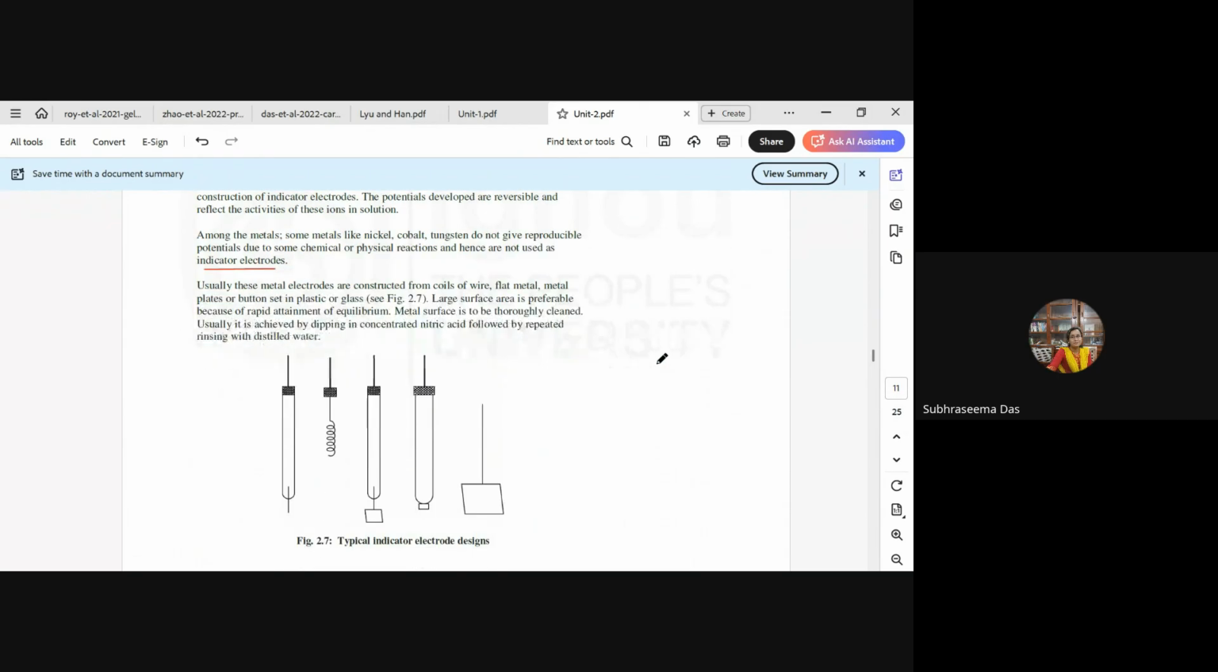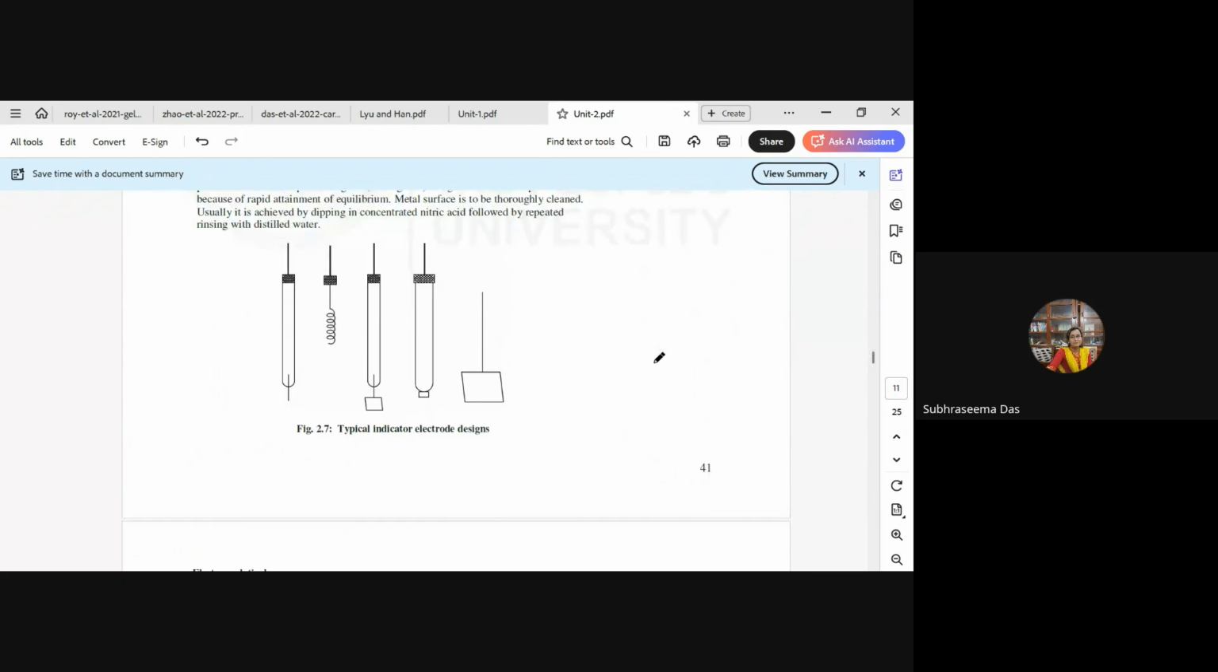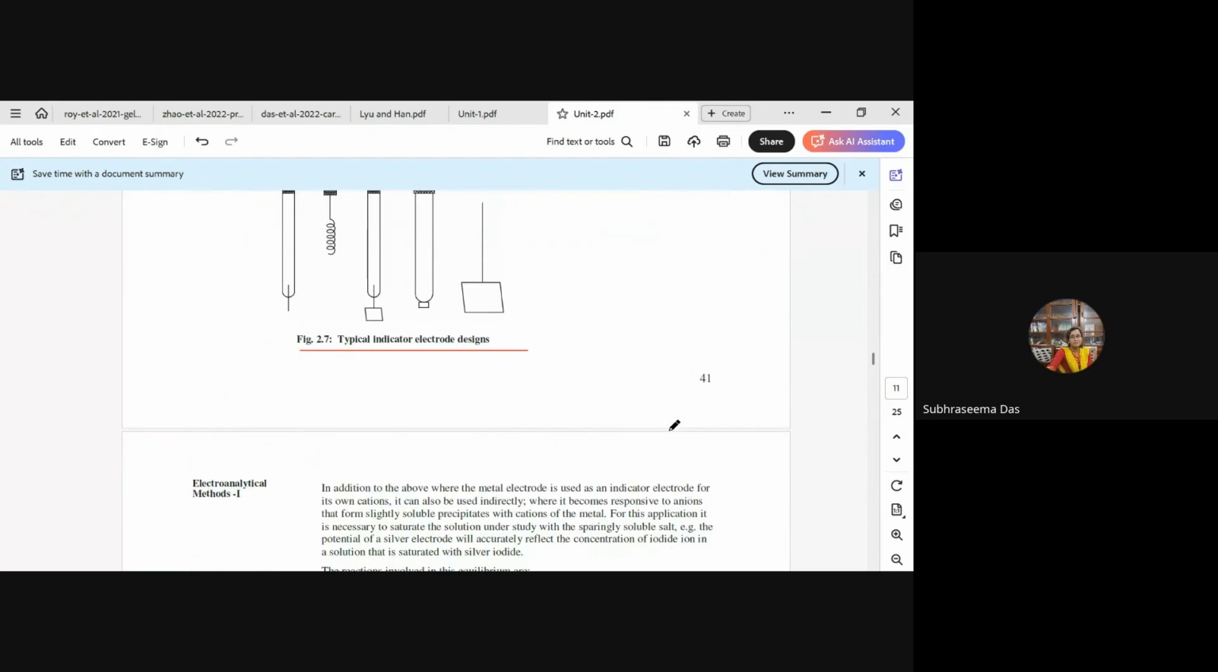Usually these metal electrodes are constructed from coils of wire, flat metal, metal plates or buttons. A large surface area is preferable because of the rapid attainment of equilibrium. The metal surface has to be thoroughly cleaned, and usually the cleaning is done by dipping in concentrated HNO3. Typical designs of different types of indicator electrodes are shown in figure 2.7.